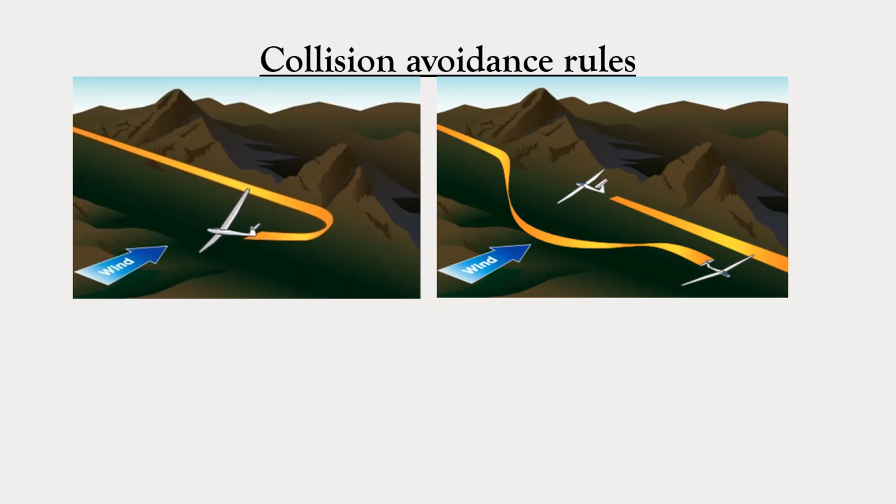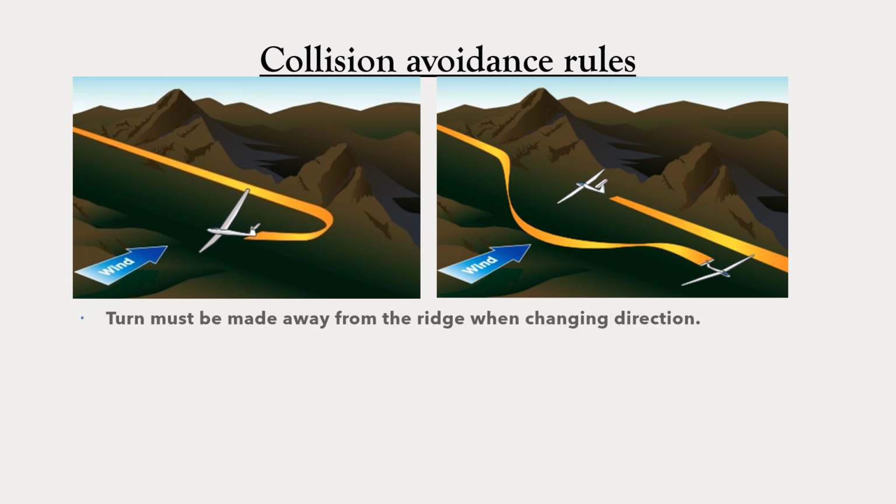There are rules for avoiding each other around a ridge. These are somewhat different than the standard collision avoidance rules. Sometimes the standard rules wouldn't make sense when you have the constrained area that you have when multiple gliders are both trying to work the same ridge. One rule: you want to make your turns away from the ridge when you're changing directions. Obviously, if you're starting close to the ridge, you don't want to turn toward the ridge to change directions, or you will be in the ridge.